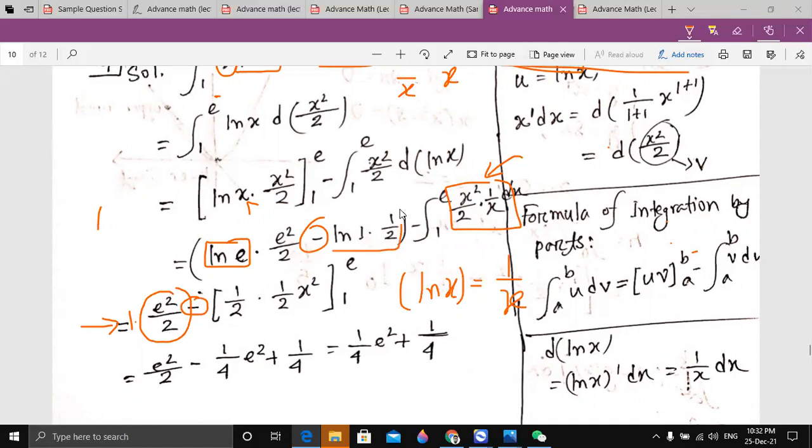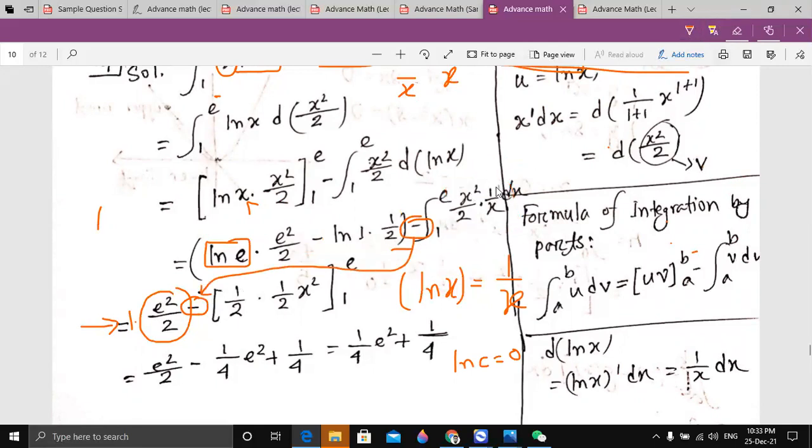This is ln constant, right? ln 1 by 2. So the ln constant value is 0. ln of any constant value is equal to 0. So this part is 0. That's why we don't need to write that part. And this minus is here. Okay.